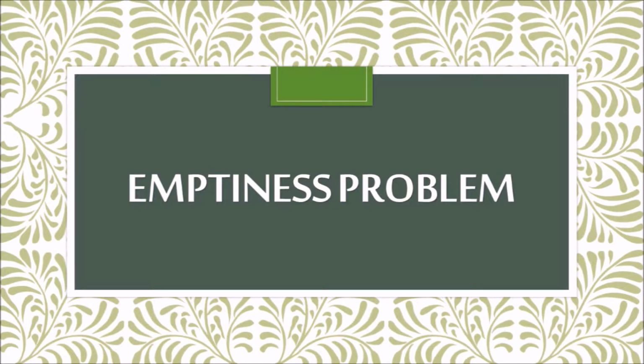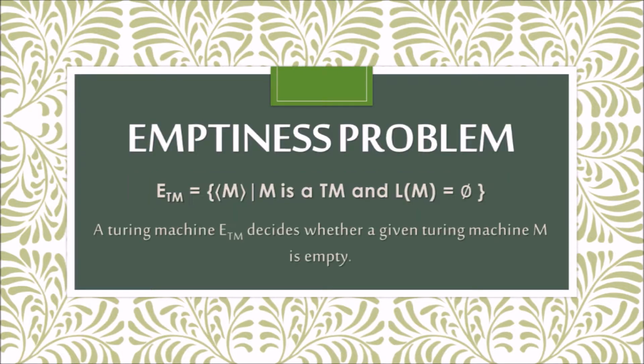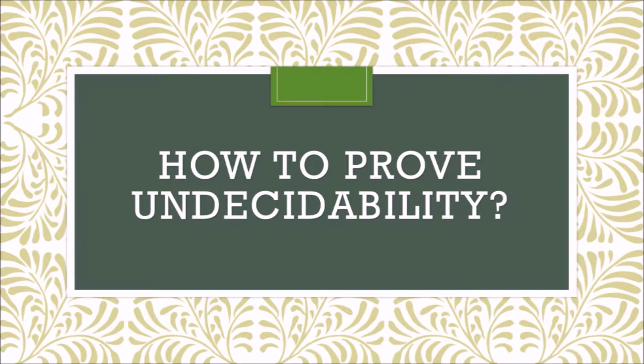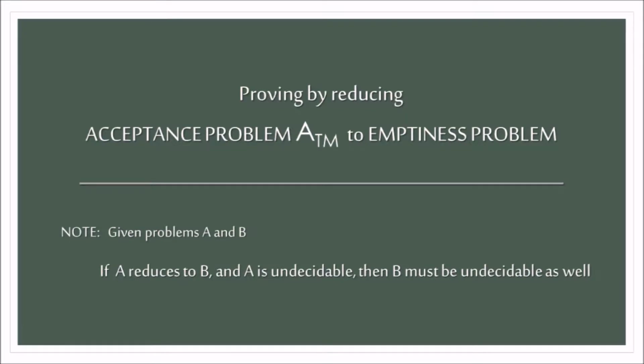An example of this is the emptiness problem, which states that a Turing machine E decides whether a given Turing machine M is empty. So, how do we prove its undecidability? We prove this by reducing the acceptance problem, which is said to be an undecidable problem, to an emptiness problem. Note that if the acceptance problem is reduced to the emptiness problem, and if the acceptance problem is undecidable, which it is, then the emptiness problem is also undecidable.